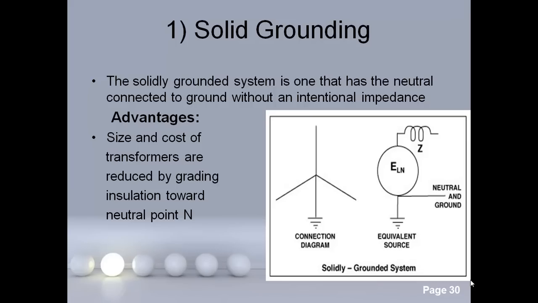The solidly grounded system is one that has the neutral connected to ground through an intentional impedance. The advantage is that the size and cost of the transformers are reduced by grading insulating toward neutral point N.